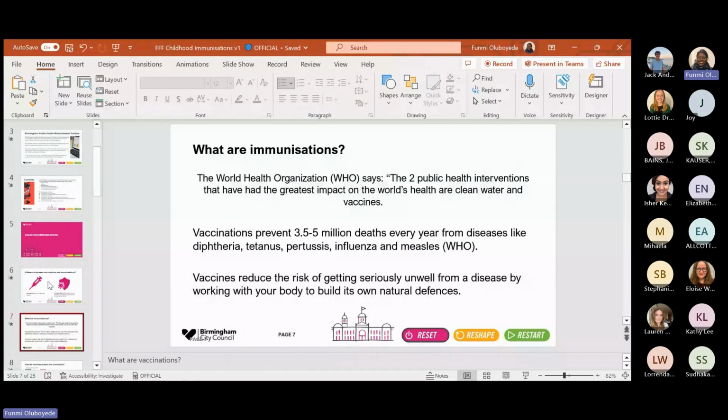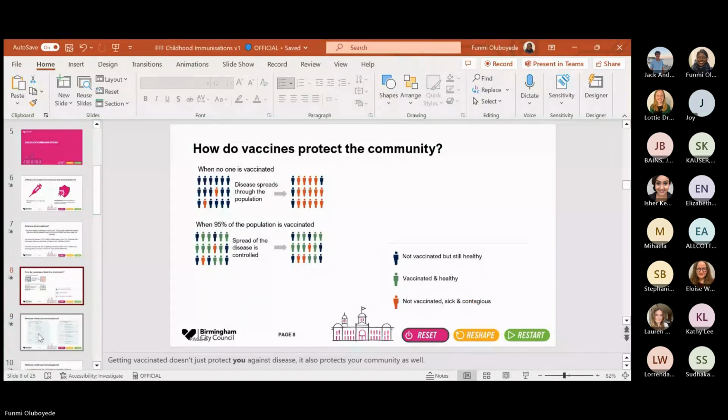So what are immunisations? Well, the WHO states that the two public health interventions that have had the greatest impact on the world's health are firstly clean water and secondly vaccinations. Vaccines prevent 3.5 to 5 million deaths every year from diseases like diphtheria, tetanus, pertussis or whooping cough, influenza or flu, and measles. Vaccines reduce the risk of getting seriously unwell or even dying from a disease by working with your body to build its own natural defenses. So how do vaccines protect the community?